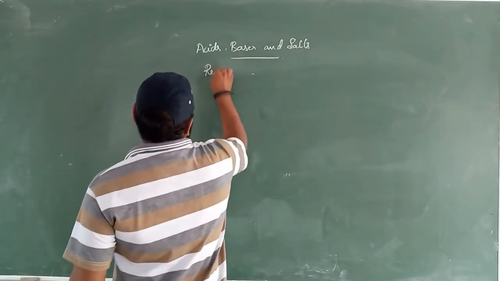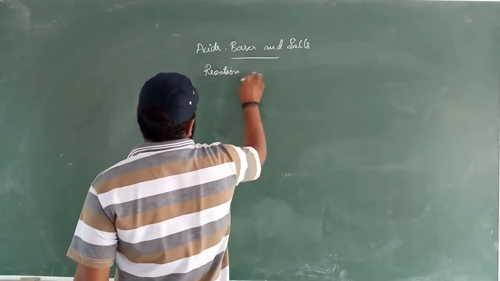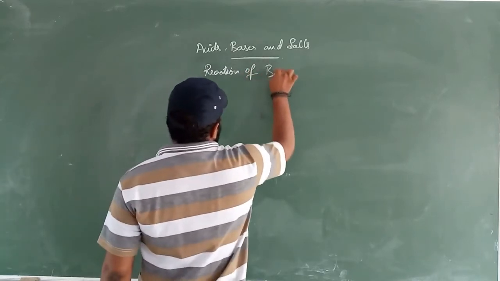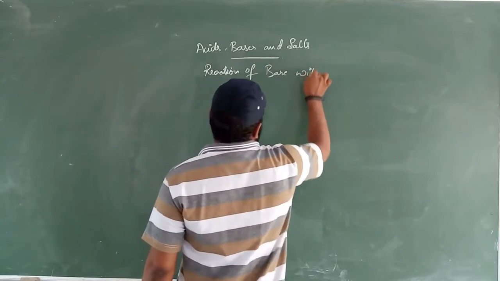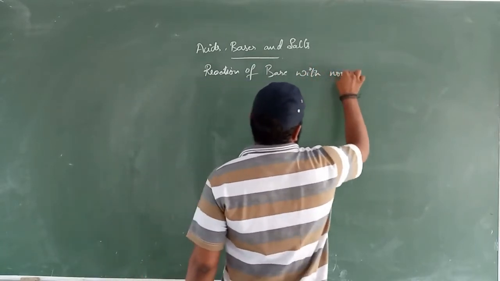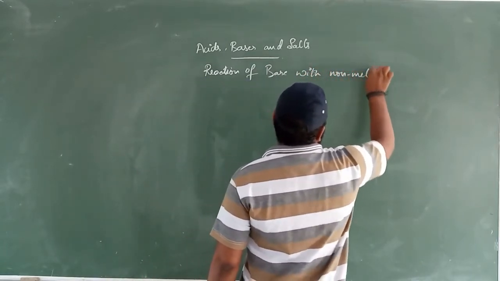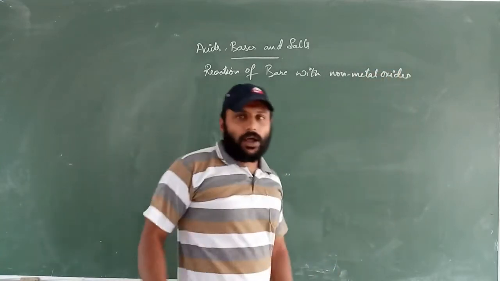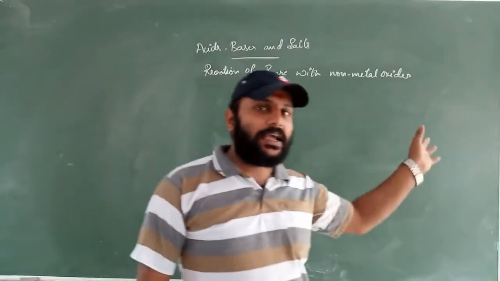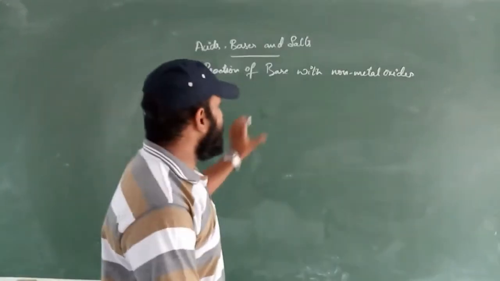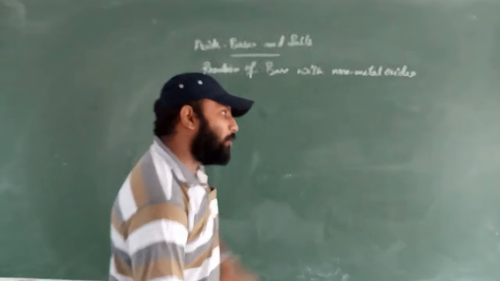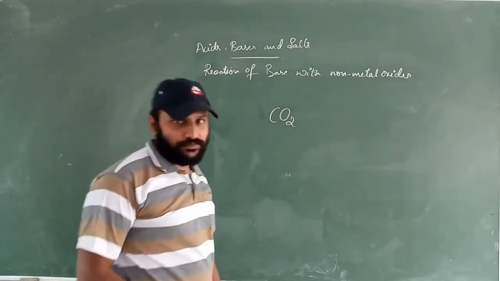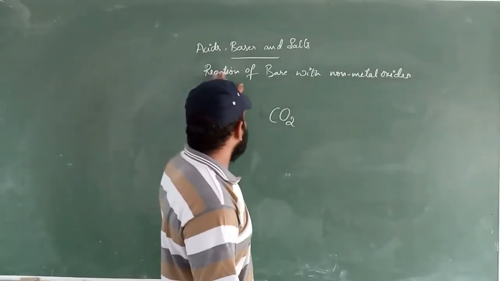Let's see the reaction of a base with non-metal oxides. There I had taken a metal oxide, CuO. Here we require one non-metal oxide. Non-metal oxide means what I will take here? Carbon dioxide I will take.